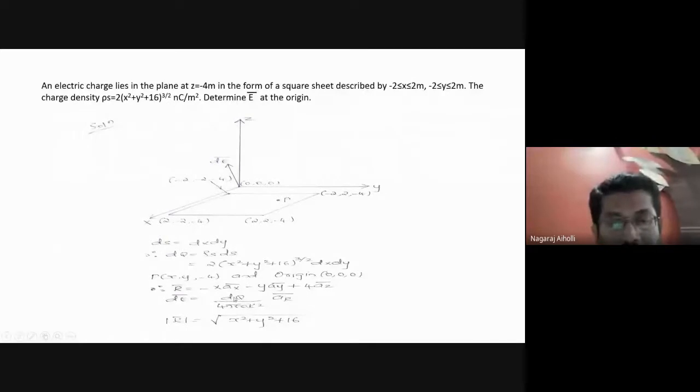And dE bar, we know the equation for electric field intensity at a given point. It is q divided by 4 pi epsilon naught r square AR bar, or dq by 4 pi epsilon naught r square AR bar. Correct? Then the magnitude of R bar, from the vector R bar we found here, will be square root of x component square, that is x square, plus y square plus z component square, that is plus 16. Therefore the magnitude of R bar will be square root of x square plus y square plus 16. Did you all note down up till here, students? Please note down the steps up till here quickly.